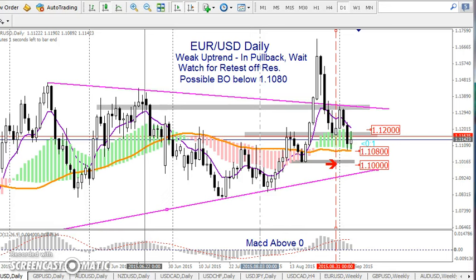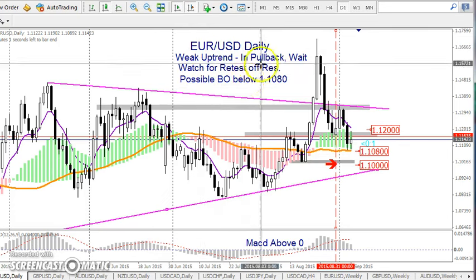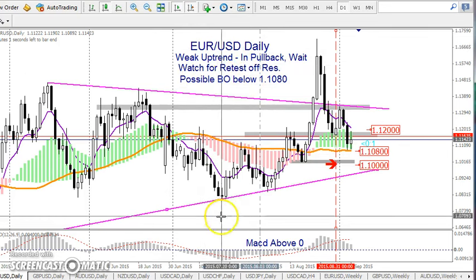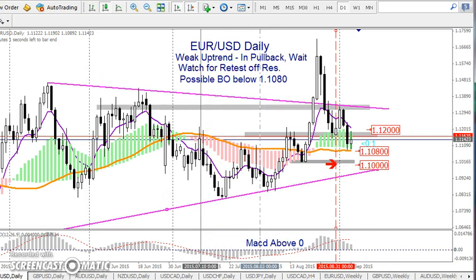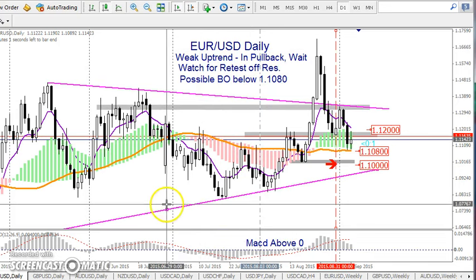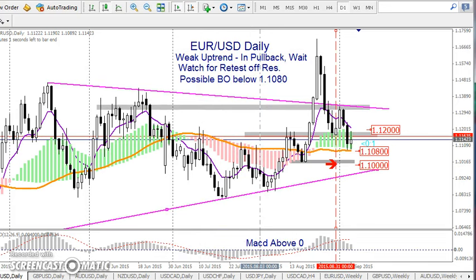And we're starting off with the Euro USD daily. Okay, you can see that here in front of you. Basically, we are in a weak uptrend. If price would have, let's say, retested this support area right here and gone higher, then we would have said that we were in a strong uptrend.